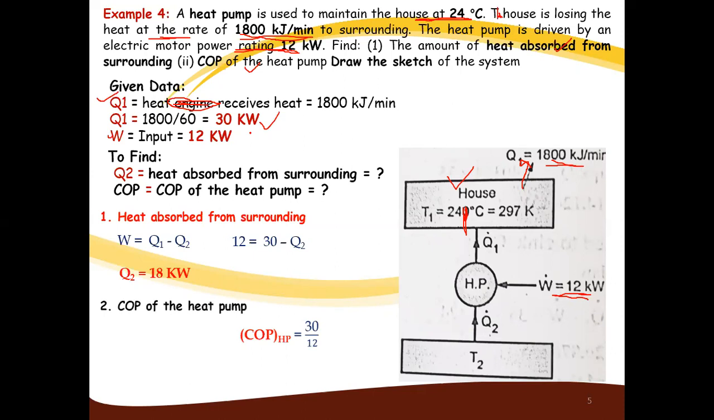Now COP. So the COP of a heat pump formula is Q1, the heating effect, divided by the work input, that is W. So the COP of the heat pump is equal to 30 upon 12, that is nothing but 2.5.